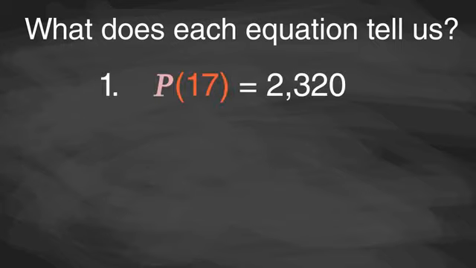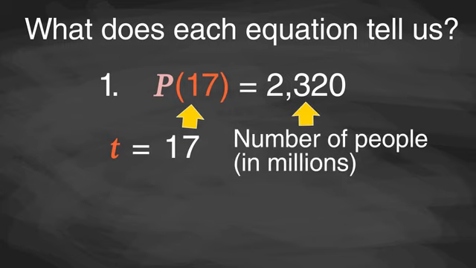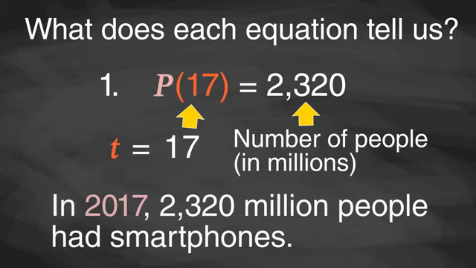The first equation is p of 17 equals 2,320. In this equation, the time, t, is 17, which means 17 years after the year 2000. So, in the year 2017, 2,320 million people had smartphones.